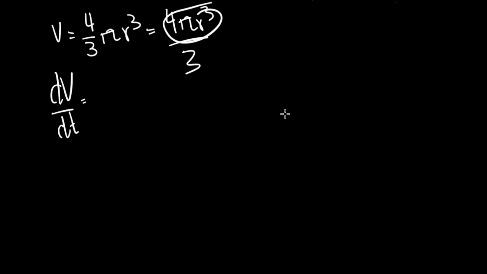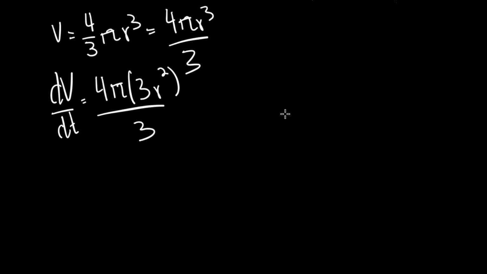Now just looking at the numerator, you can easily apply the power rule. So we have 4 pi times 3r, and then 3 minus 1 is going to be 2, over 3, with respect to time. So we'll have to multiply it by dr over dt, right?